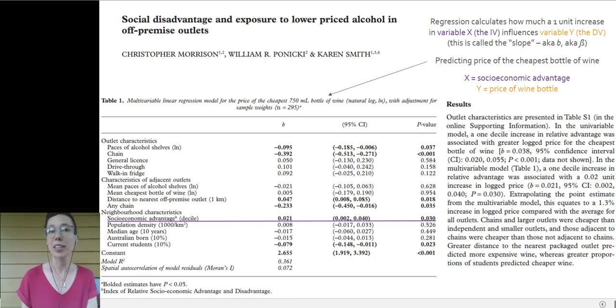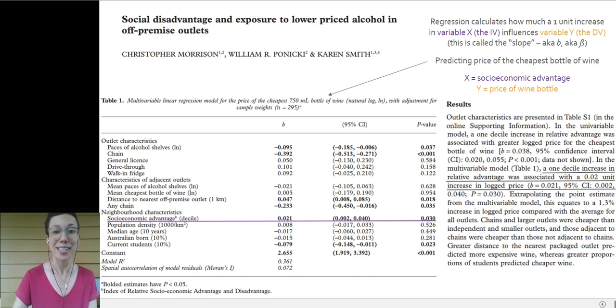So hopefully this is becoming a little bit more natural. Again, with this, regression can get really complicated, but if we break it down into the parts that we understand, we can get a feel for what's happening. So hopefully you are getting the sense that a 1 unit increase in socioeconomic advantage is going to have this impact on the price of wine, right?